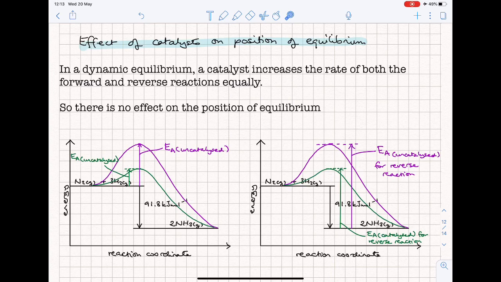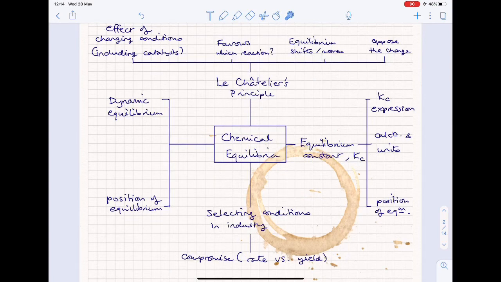However, what does change is that equilibrium will be reached much quicker, as you've increased the rate of the forward and reverse reactions equally. So we covered the effect of changing conditions on the position of equilibrium, and we explained it in terms of different key phrases and key words. We've also looked at the effect of a catalyst on the position of equilibrium, and there's no effect on the position, but it will increase the rate at which equilibrium is reached.